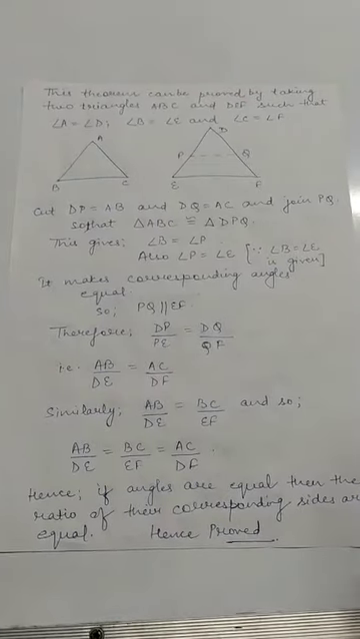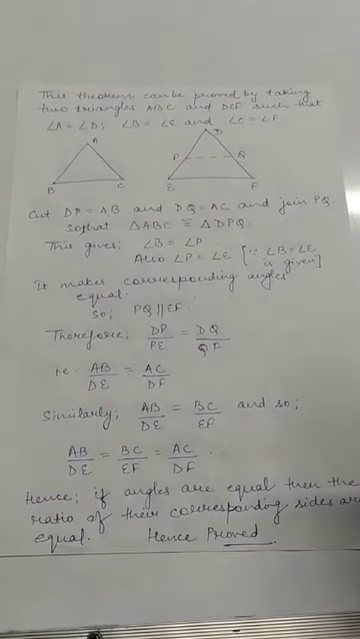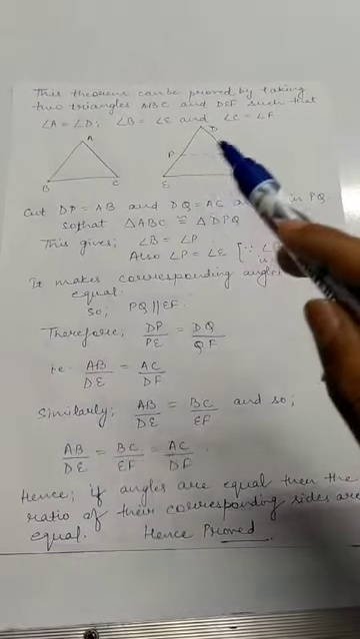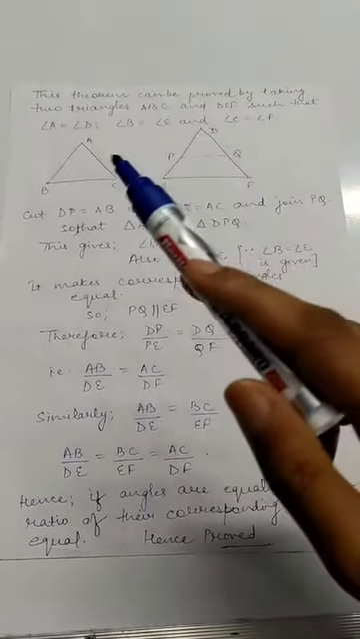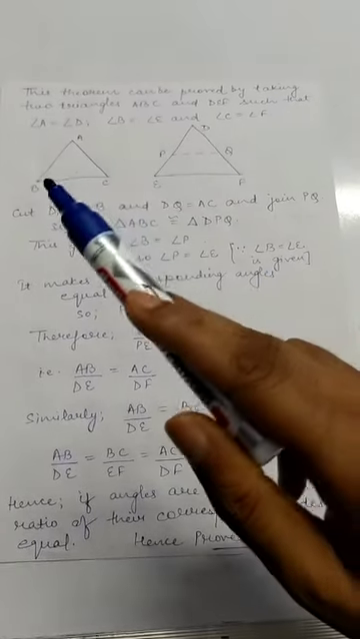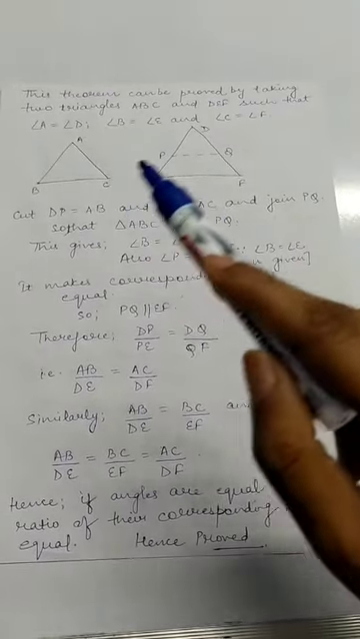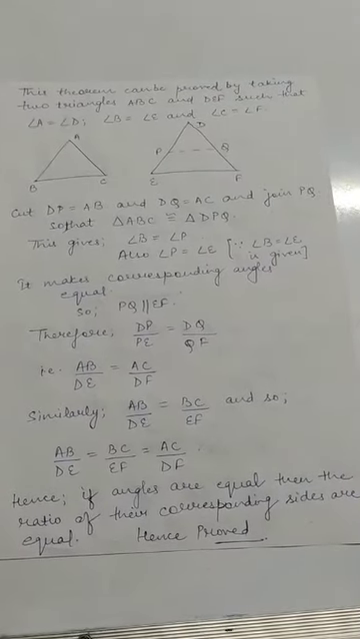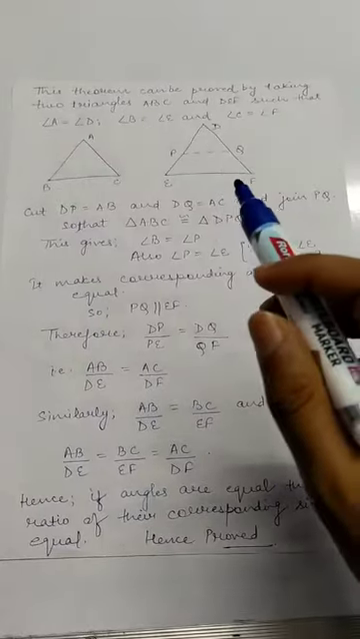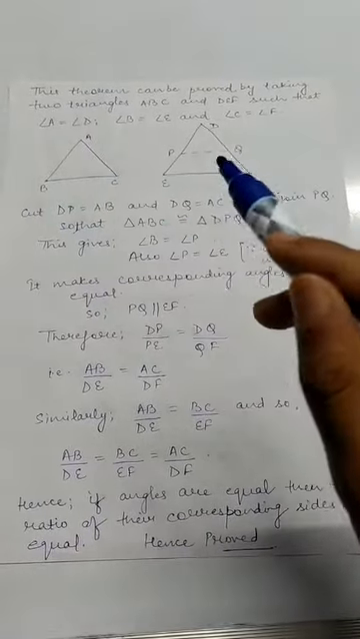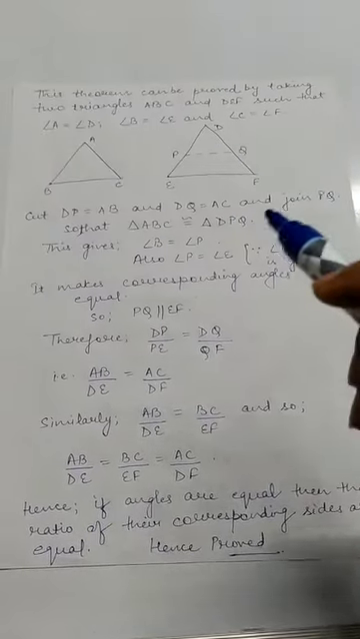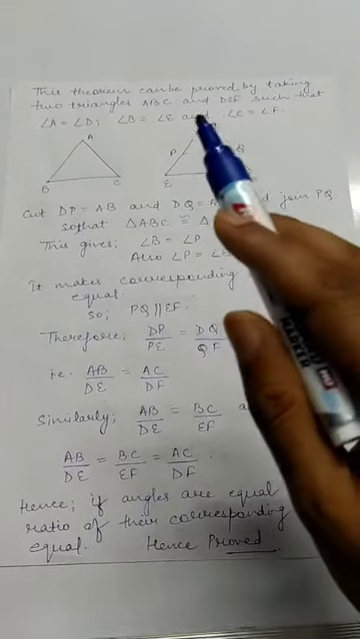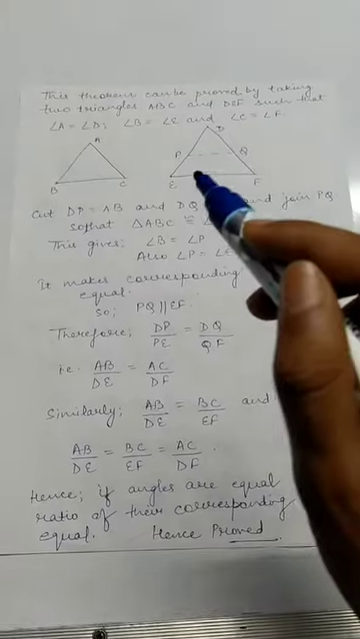Now let's start with the proof of this theorem. This theorem can be proved by taking two triangles, triangle ABC and triangle DEF, such that angle A equals angle D, angle B equals angle E, angle C equals angle F. Now let us draw a line PQ which is parallel to EF such that DP equals AB, DQ equals AC, and join PQ such that DPQ also forms a triangle, as you can see in this figure.